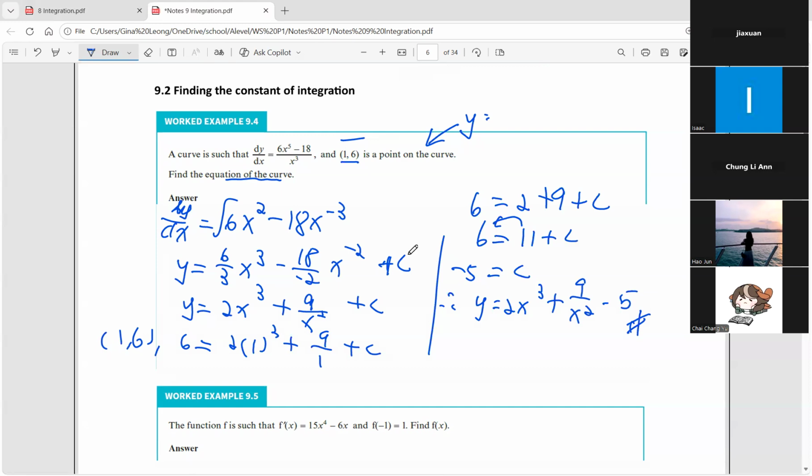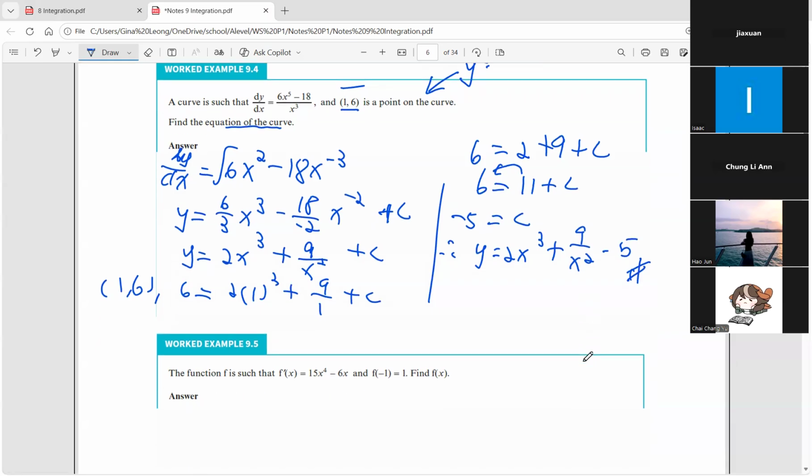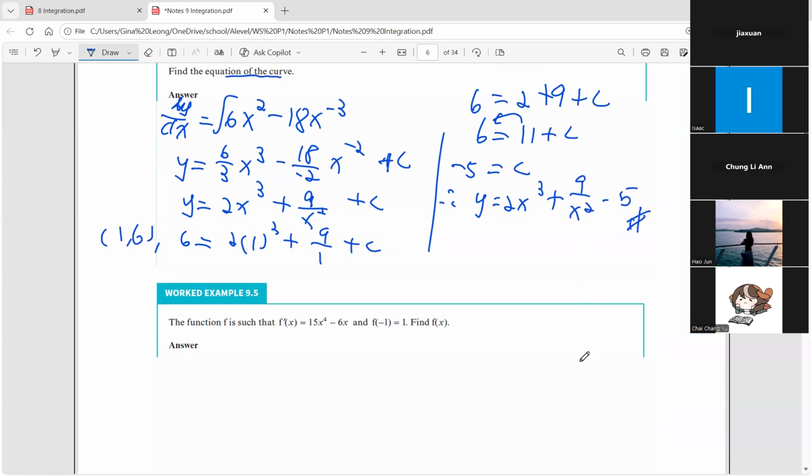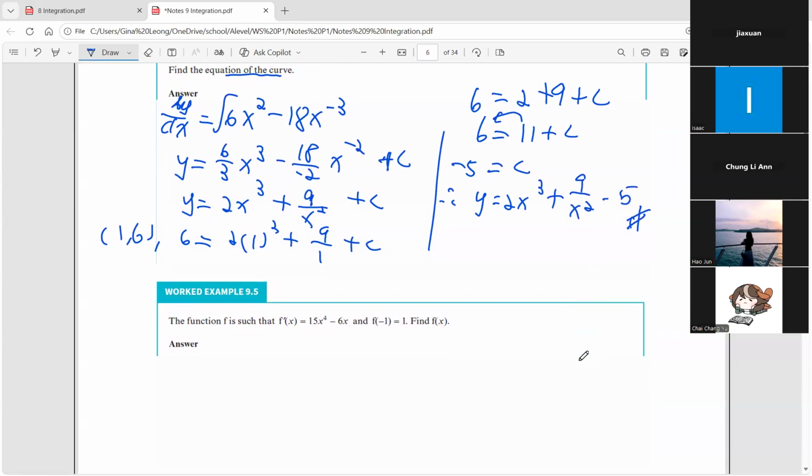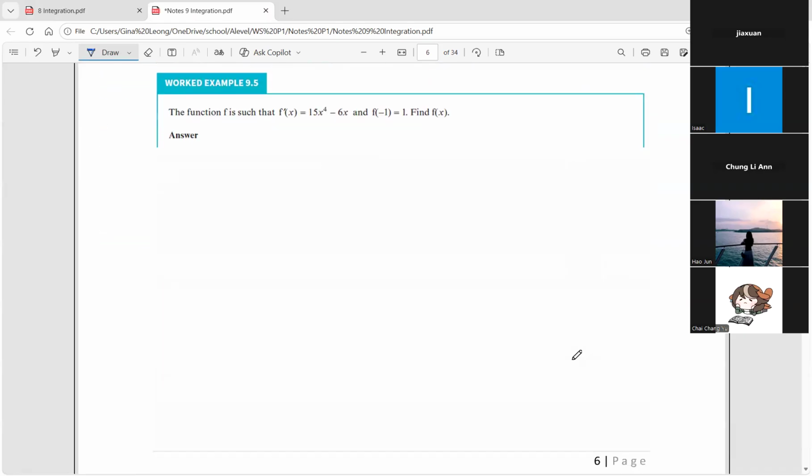Okay. Any question? No? Take picture already, Chanji? Okay, so I move on.